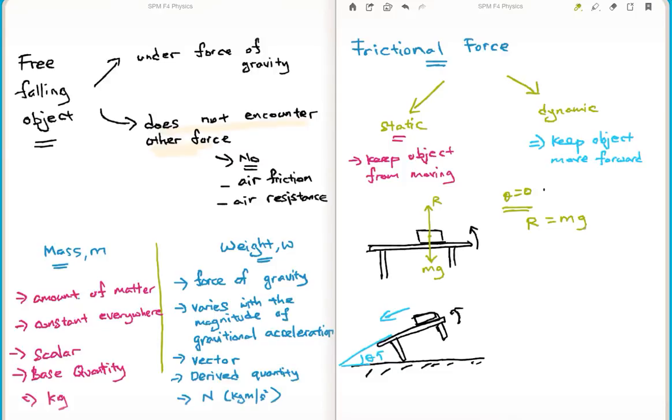The interesting part about frictional force is that there is a general equation very similar to force is ma. Frictional force F, maybe friction small f, is equal to mu times the normal force R. Please don't confuse this N with Newton. This is actually called the normal force.